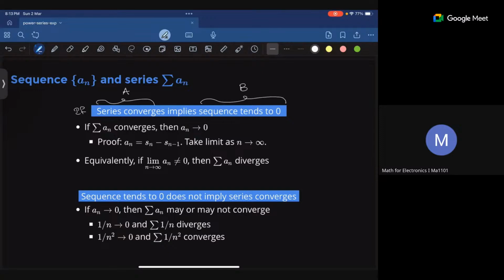So what does it mean? The same statement can be rewritten like this. If sequence does not tend to 0, so if this is statement B and this is negation of B or not B, complement of B. If sequence does not tend to 0, then what happens? Not A will happen. Not A is like negation or opposite statement of A. What is opposite statement of A? Series diverges. Okay, so both statements are the same.